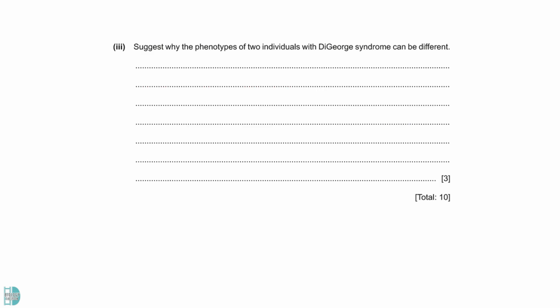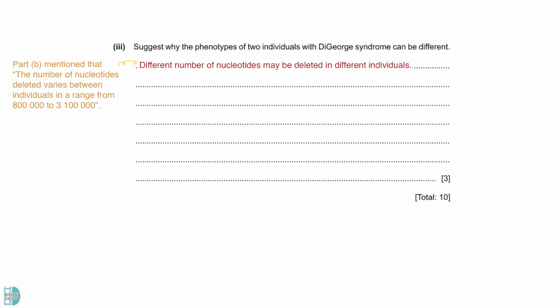3. Suggest why the phenotypes of two individuals with DGOT syndrome can be different. The question mentioned that the number of nucleotides deleted varies between individuals in a range of 800,000 to 3,100,000. So, for different individuals with the syndrome, different numbers of nucleotides may be deleted. The genes deleted may not be the same either.